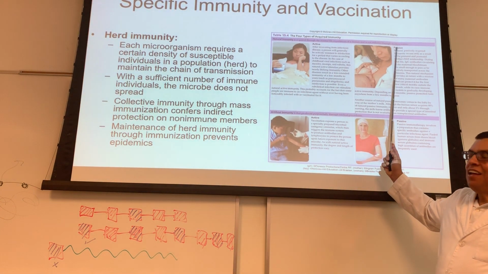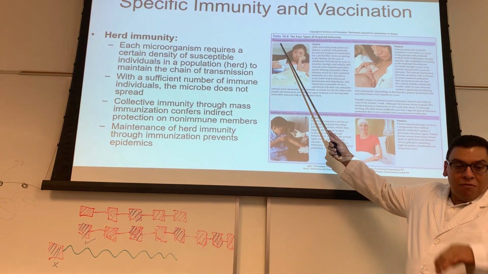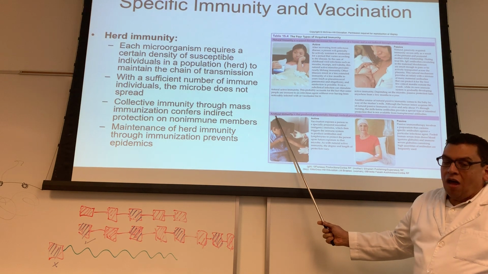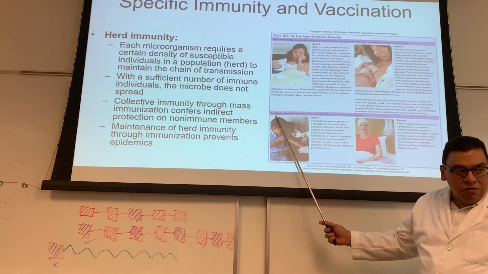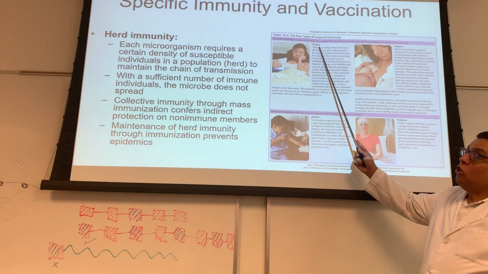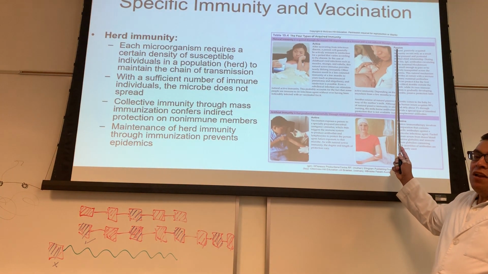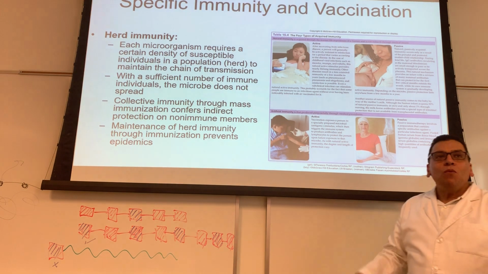Let me do it again. Natural means natural. That means naturally given to you. Artificial means a doctor is involved. Active means you are making the antibody. Passive means someone else made it for you. So now we can put them together.